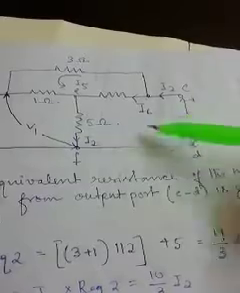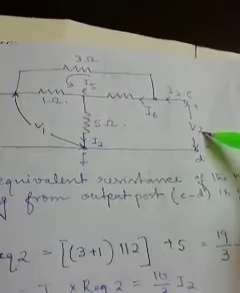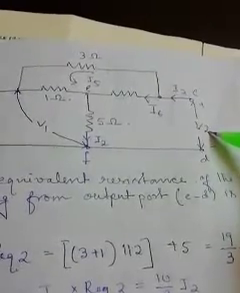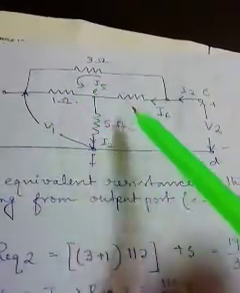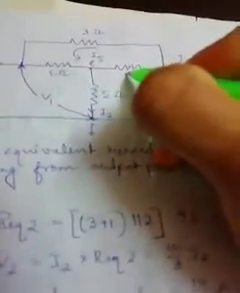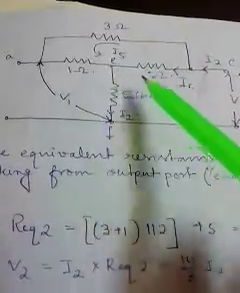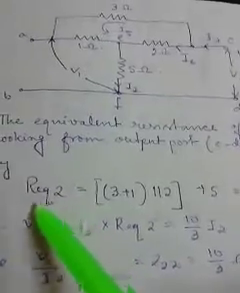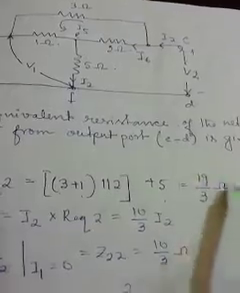Looking from this terminal, R equivalent 2 should be calculated now. I hope you can understand and get the value of R equivalent 2 very easily. It should be 3 plus 1 parallel to this resistance. I forgot to write it here. What was the value? It was 2 ohm here. So R equivalent 2 is 3 plus 1 parallel to 2 plus 5, and we calculate this as 19 by 3 ohm.